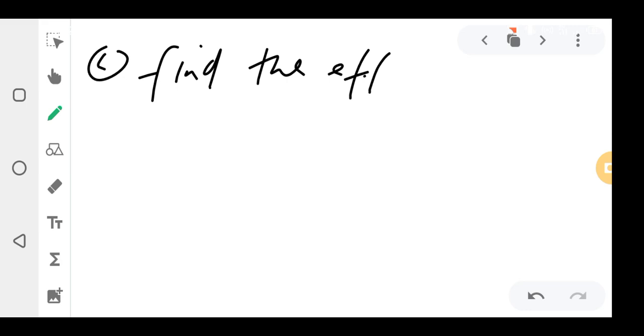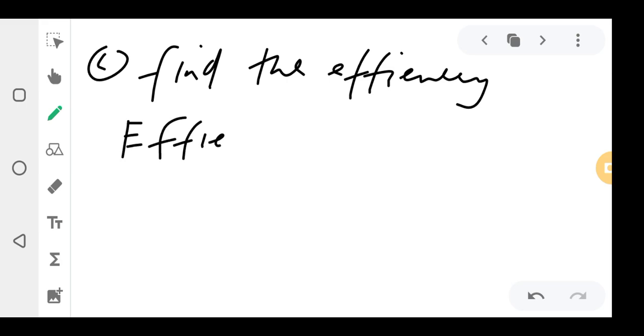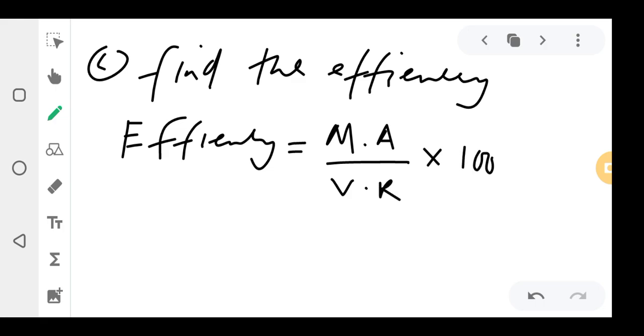And then question C, from the same question, they can ask you to find the efficiency. You should know that efficiency is related to mechanical advantage. You remember the formula? I think I gave you these formulas. The efficiency is equal to mechanical advantage over velocity ratio times 100%.